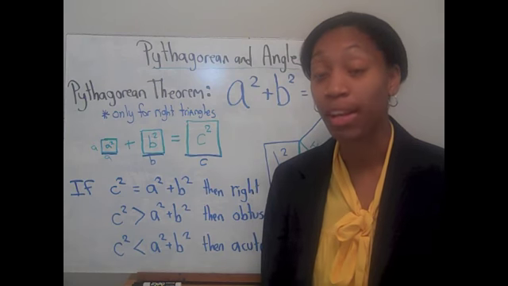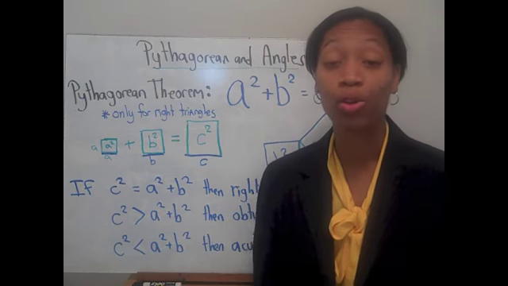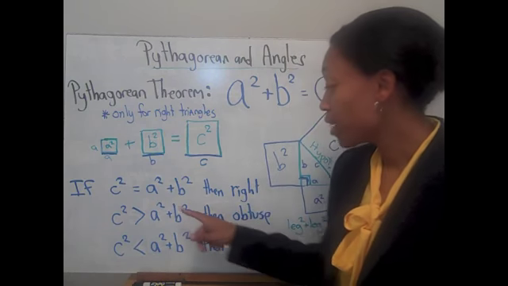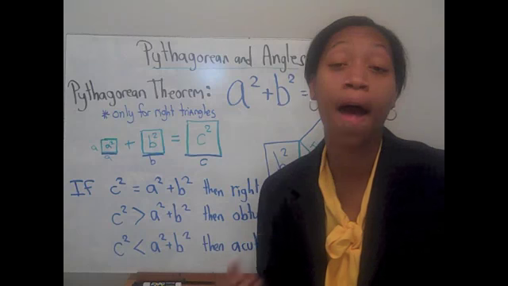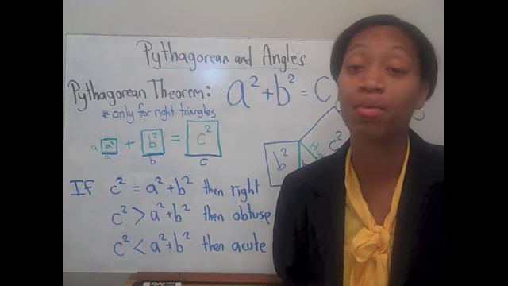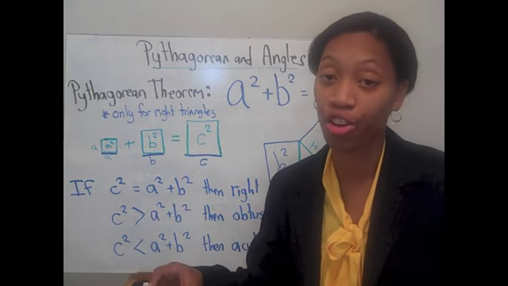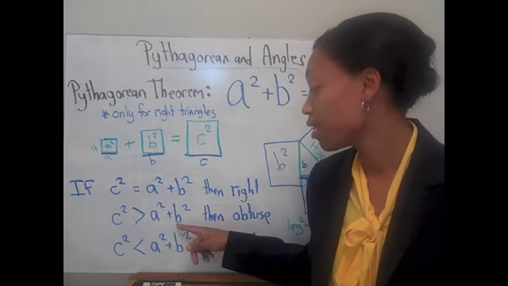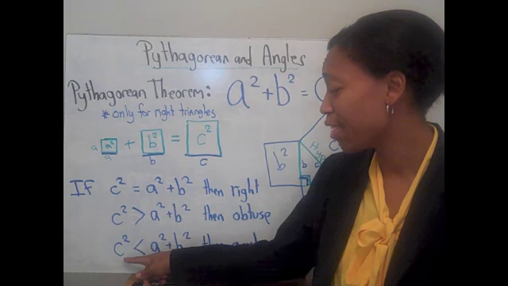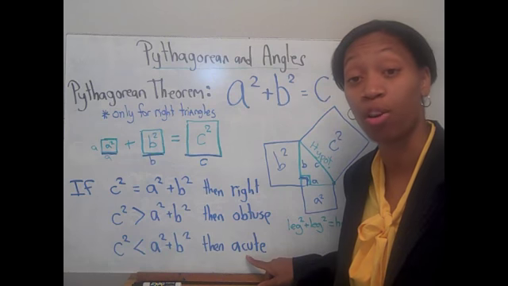That's the one that it has to equal. Now, not only can you use the Pythagorean theorem to find the missing side of a triangle, you can also use it to classify triangles even if they're not right. If you take a squared plus b squared and it equals c squared, then you know for sure that it is a right triangle. But if c squared is larger than a squared plus b squared, then it's an obtuse triangle. If c squared is less than a squared plus b squared, then it's an acute triangle.